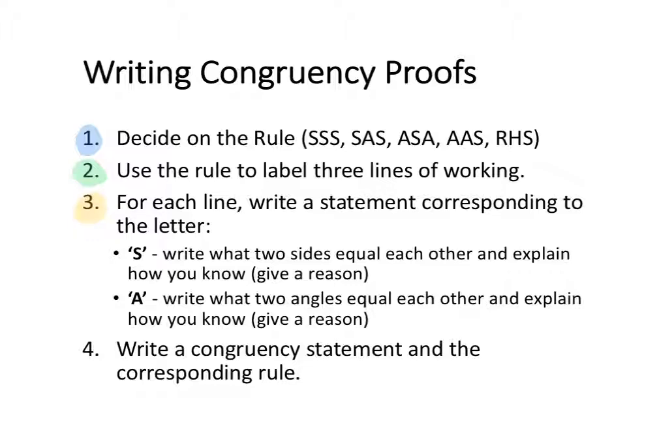So if it's an S, you say what 2 sides are equal and how do you know they're equal. If it's an A, you write down what 2 angles are equal and how do you know those 2 angles are equal. And then the last step, once you've done your 3 lines of working out, is to write a congruency statement and the corresponding rule. If you follow those 4 steps, you'll be able to write a proof to prove that 2 triangles are congruent.